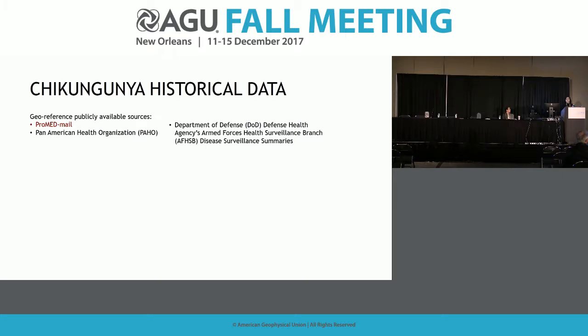So how do we do this? First, we collect chikungunya historical data from publicly available sources. Our main source is ProMed Mail, but we also look into Pan American Health Organization data, which is part of WHO, the World Health Organization, and we also look into data from the DoD itself. If you're not familiar with ProMed Mail, this is a system that gives you alerts for different kinds of disease.